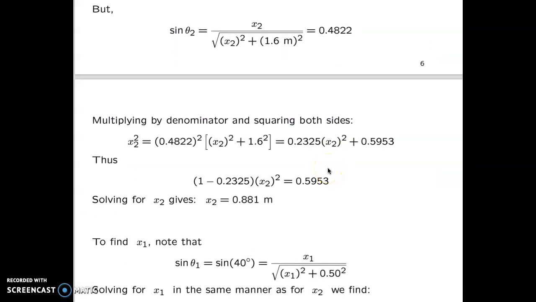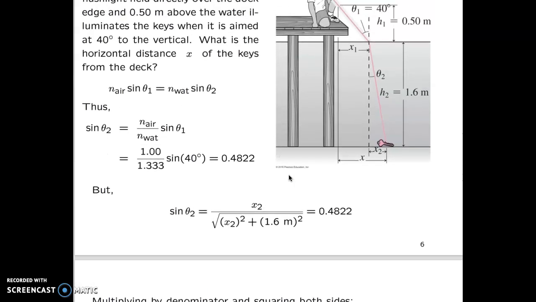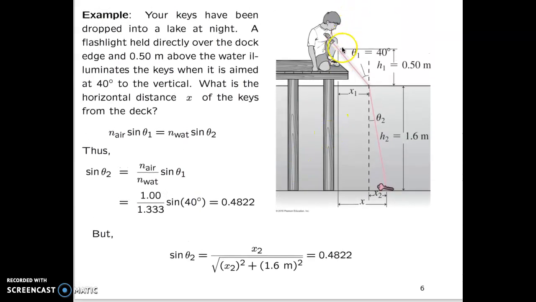Once again, we have a right angle triangle. I'll have to go back to this figure here. The right angle triangle will be this one that I'm tracing out. This side of the right angle triangle is x1. This side is 0.50. This pink line, which is the line the light travels on in the air before it hits the water, that's the hypotenuse.